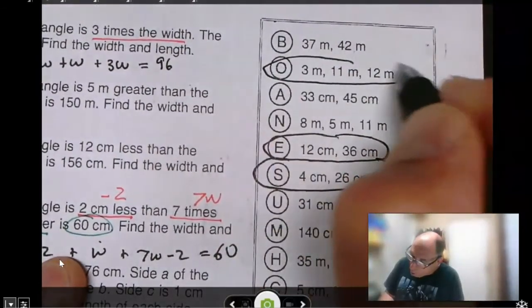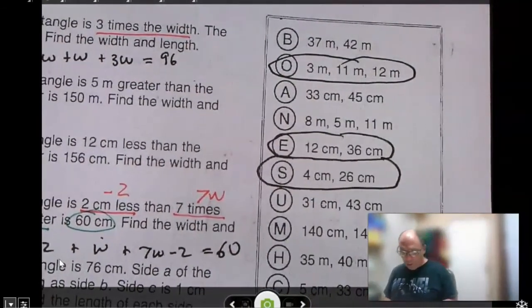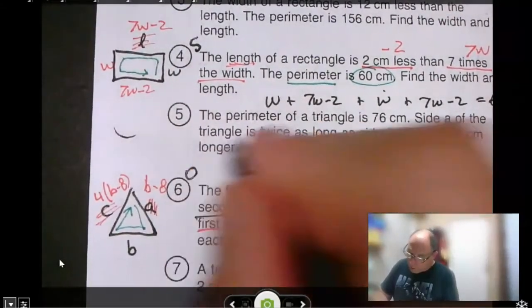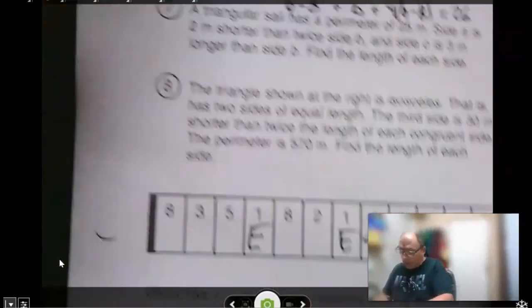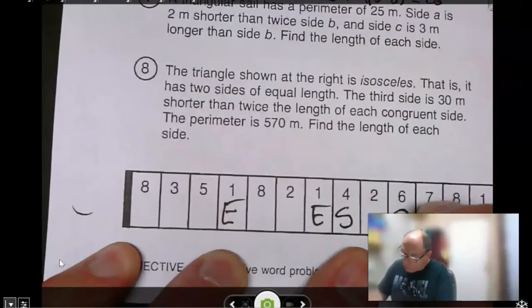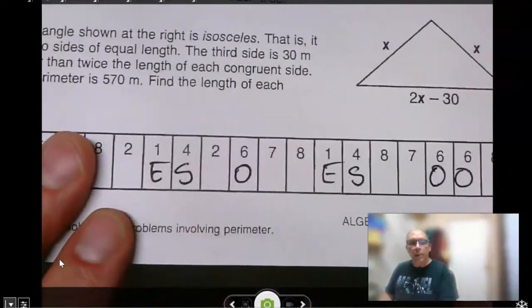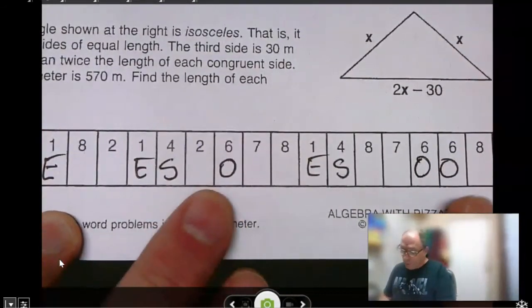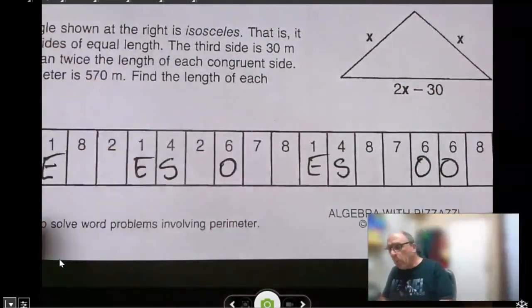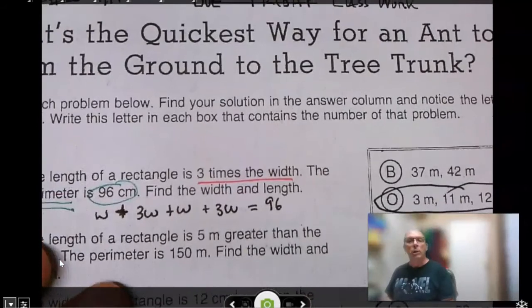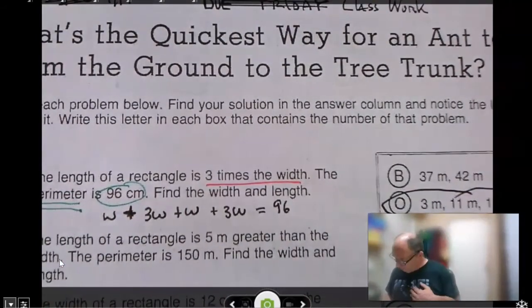The letter O is going to go to problem 6. So problem 6 is the letter O. Go down to the bottom and make all your 6's O's. 1, 2, and I think there's 3 out at the end. Right, I got 3 of them. And when you're done, this should solve the riddle of what is the quickest way for an ant to go from the ground to the tree trunk. These are usually stupid riddles, but kind of fun to solve.